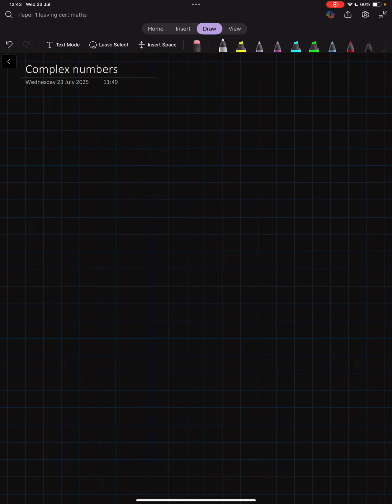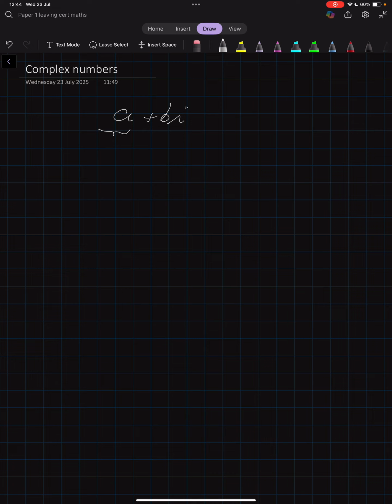So today I'm going to go over complex numbers and where they came from, why they're important, and what sort of questions you'll be asked in the Leaving Cert. Okay, so how do complex numbers arise and what are complex numbers? A complex number is something that looks like this.